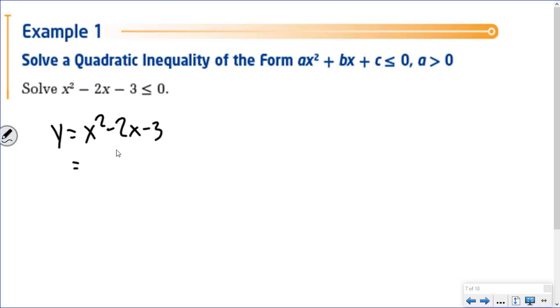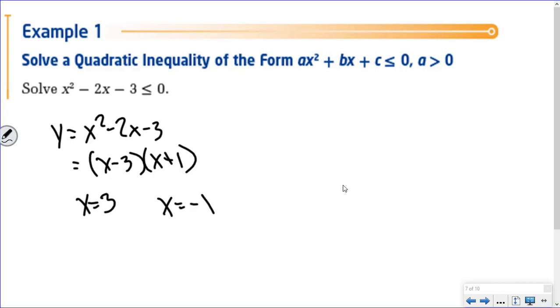So we're looking for two numbers that add to give me -2 and multiply to give me -3. So we get x minus 3 and x plus 1. So that means I have an x-intercept at x equals 3, and I have an x-intercept at x equals -1. So again, whether we're graphing or looking at the roots, we're still going to deal with this the same way.